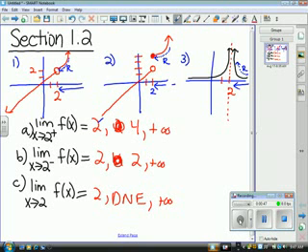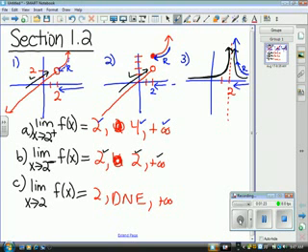Excellent. What y value is this one getting close to? 4. And what is this one getting close to over here? It's going to positive infinity. Excellent. Okay, so we did all those right. Okay. What does the minus here mean? From the left. 2, 2, and then this from the left is going to positive infinity.